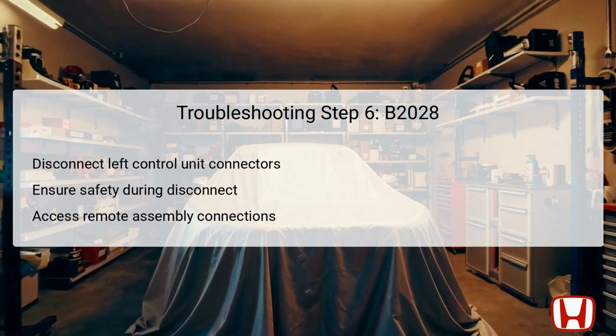After disconnecting the control unit, the technician continues by disconnecting the left power sliding door remote control assembly connector A, 14P. Ensuring that the vehicle is powered down during this process minimizes the risk of electrical shorts and protects both the technician and the vehicle's electronics.